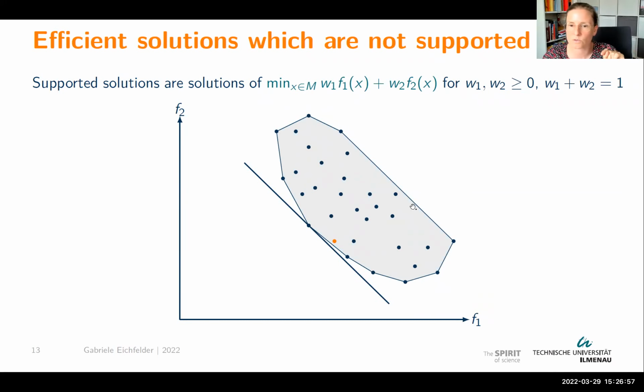So what I've now drawn is the convex boundary of the convex hull. And no matter how we vary the steepness of this line, as an optimal solution we will only get those non-dominated points which are on the boundary. We will never be able to retrieve this orange dot. So the orange dot is an image of an efficient point which cannot be found as a supported solution, which cannot be found by a weighted sum solution.